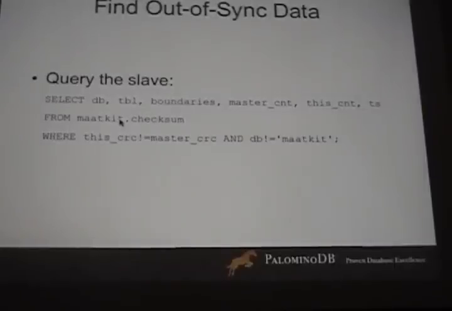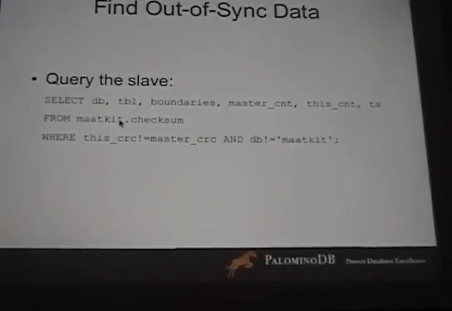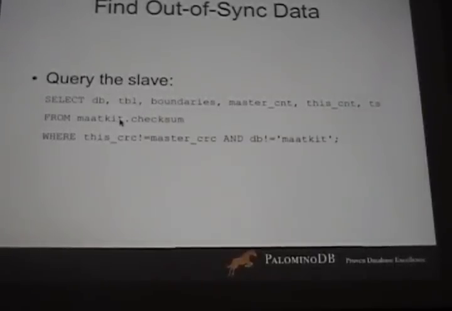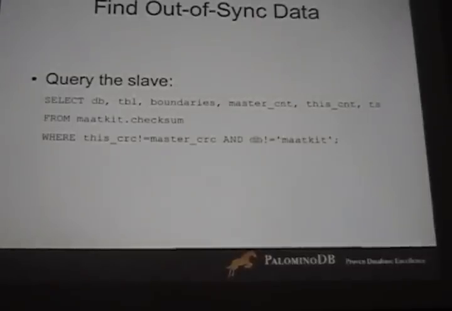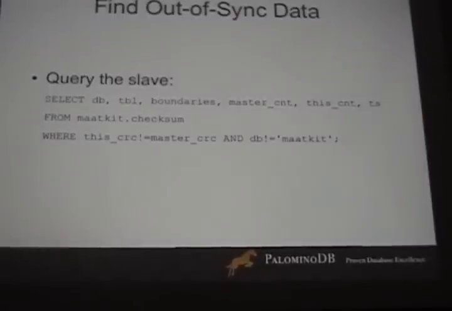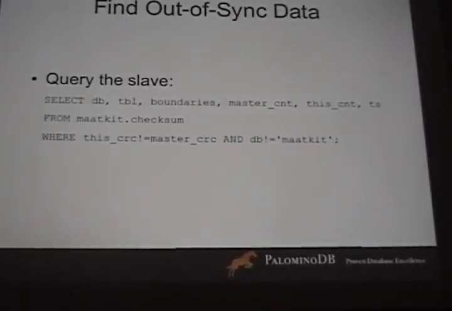There are a few columns in it. There's DB, database, table, boundaries. There's a chunk number, 0, 1, 2, 3, whatever. Master count, this count, master CRC, this CRC. CRC is the checksum. And there's a timestamp, TS, things like that.